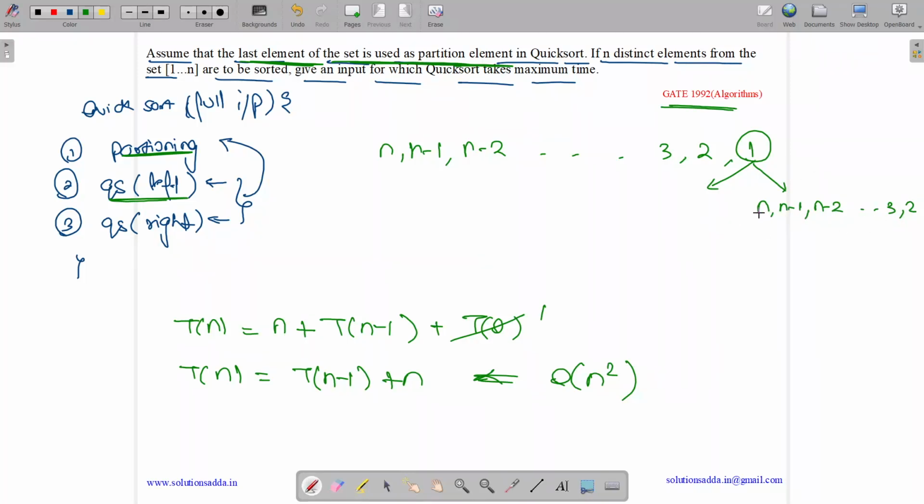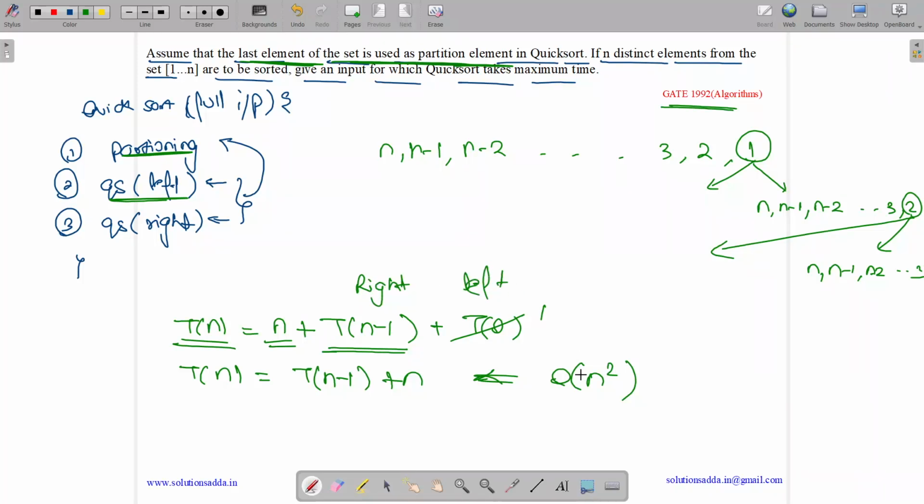Now again, this last item 2 is taken as pivot, nothing comes on the left, and everything comes on its right. The same is followed. So the complexity is the same. Tn equals n for partitioning and n minus 1 items on its right and 0 items on its left. So complexity comes out to be order of n square. So we got two cases, which means sorted, ascending or descending. Then it will take the maximum complexity.